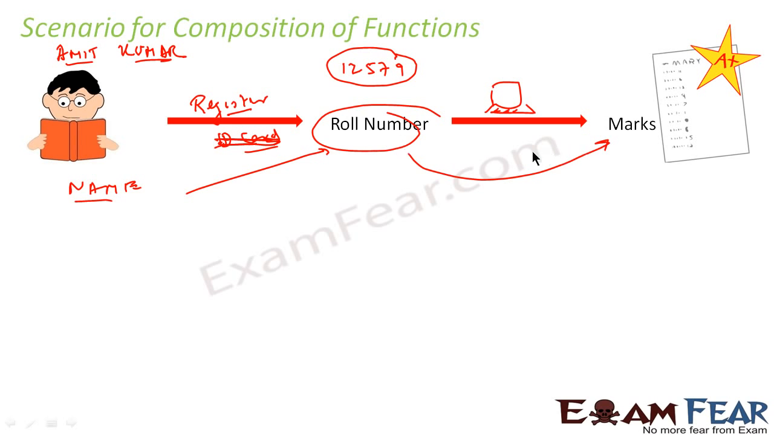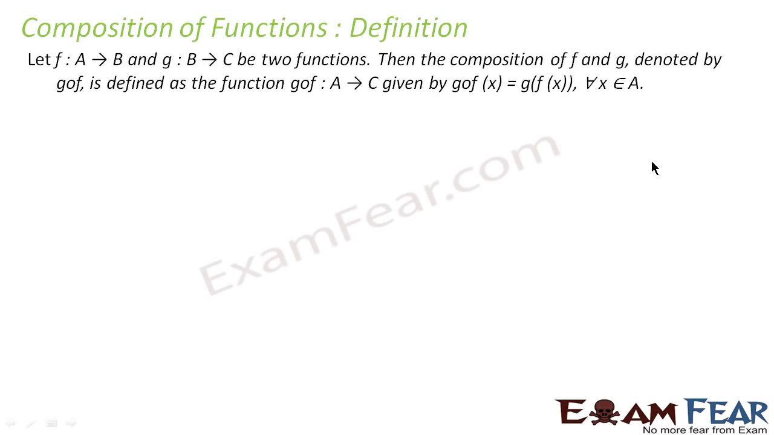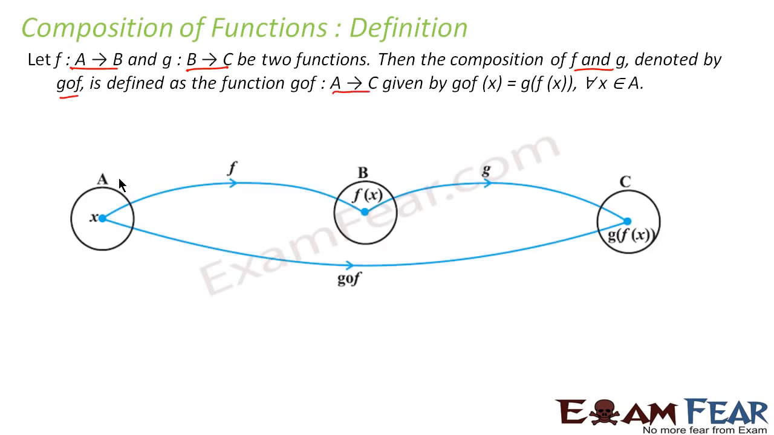Such a scenario we'll discuss in composition of function, where you have the input, you get the output, and the same output becomes the input to another function, and you get the next output. We'll go by definition. By definition, if there's a function f from A to B and there's another function g from B to C, there are two functions, then the composition of functions f and g is denoted by g o f and defined from A to C.